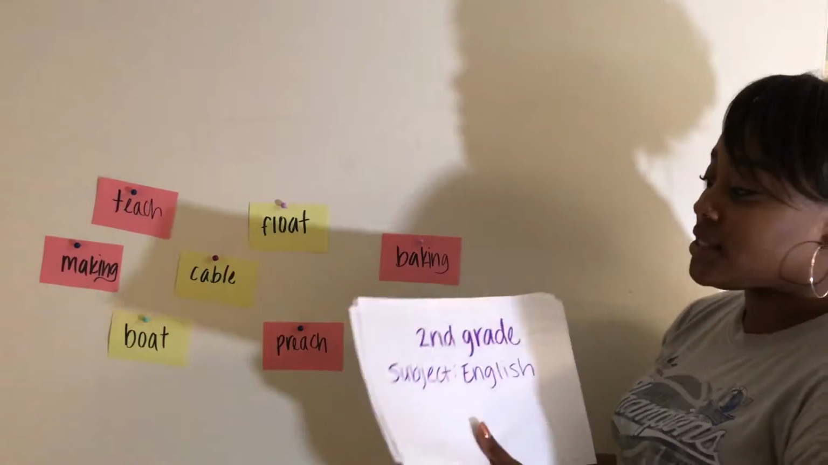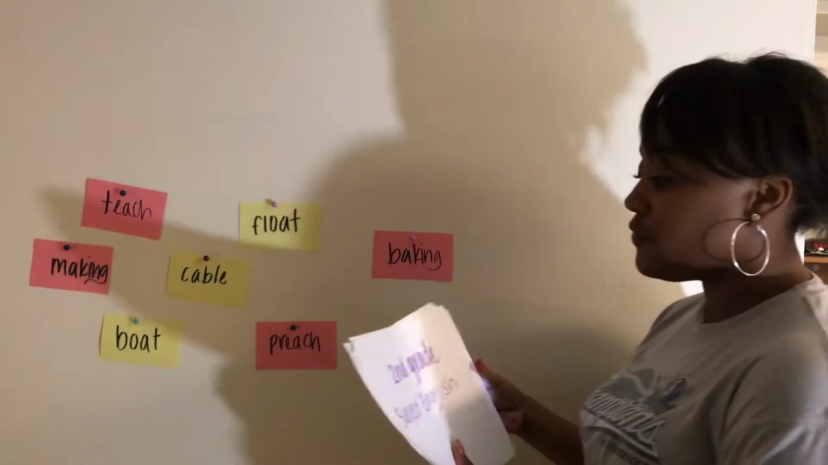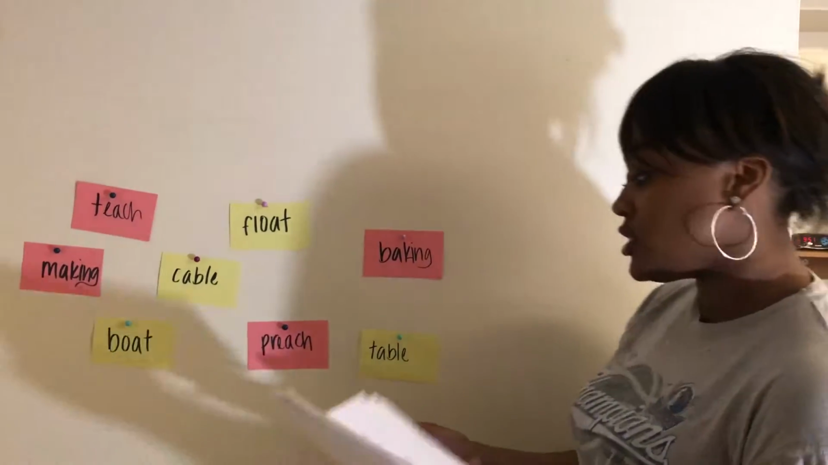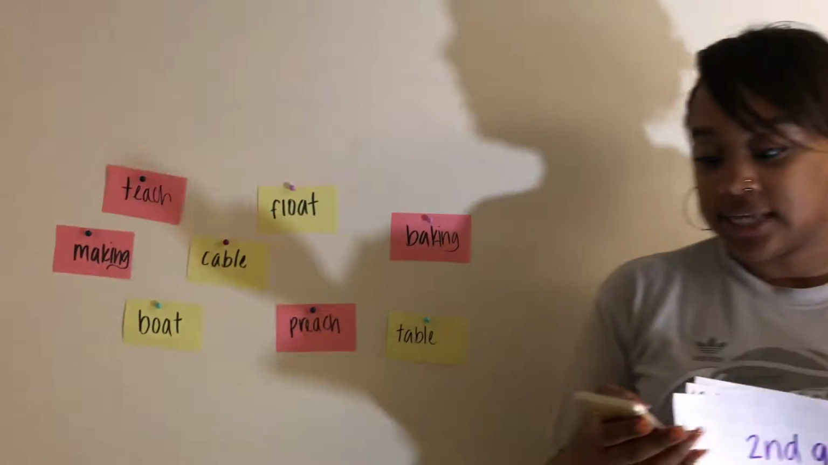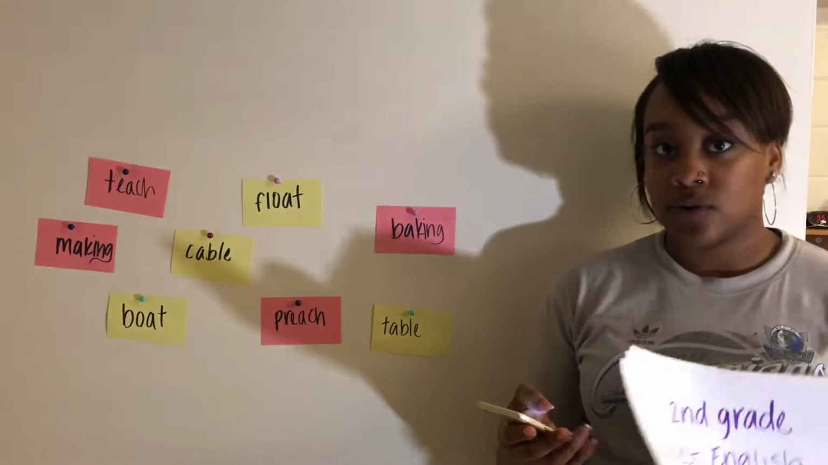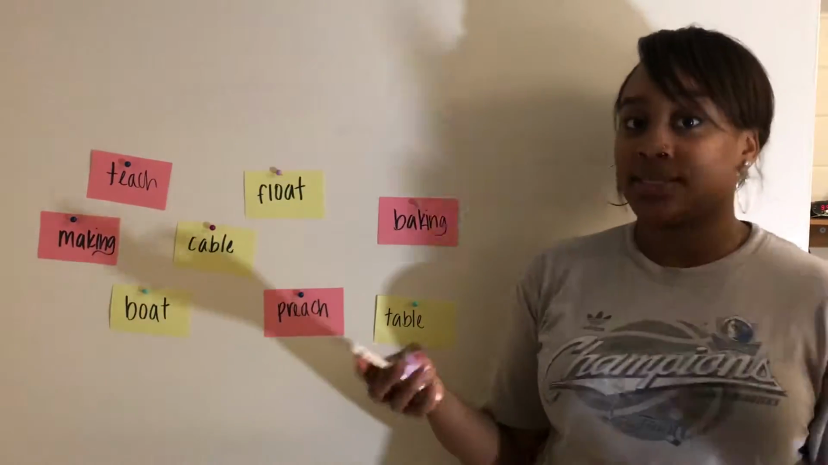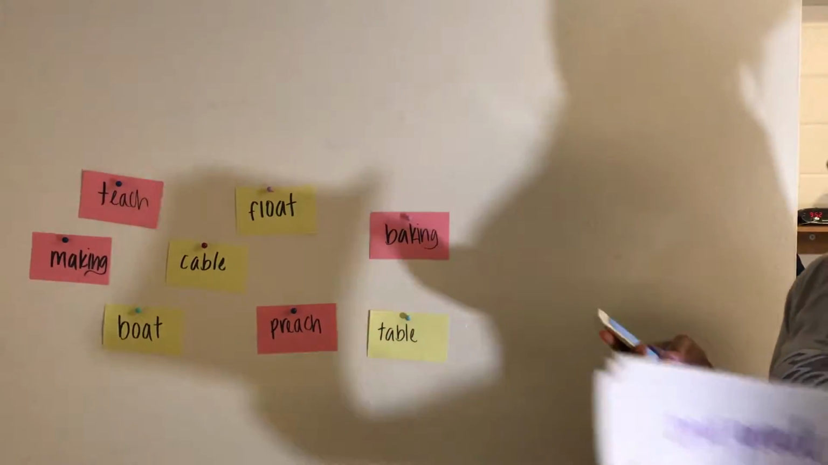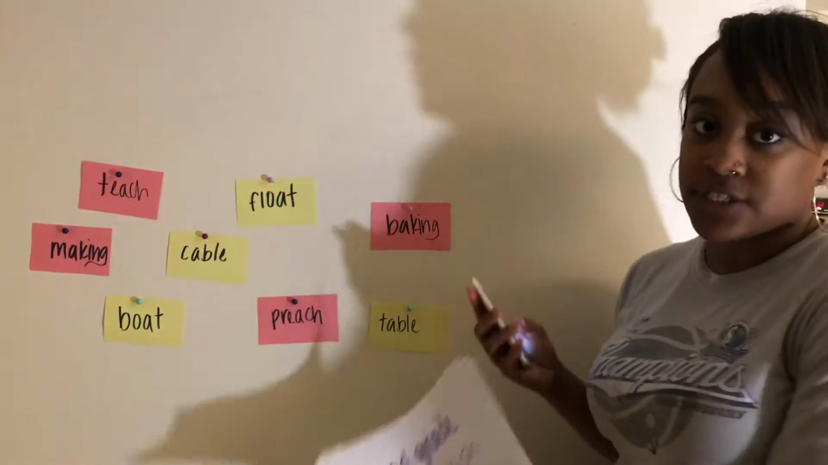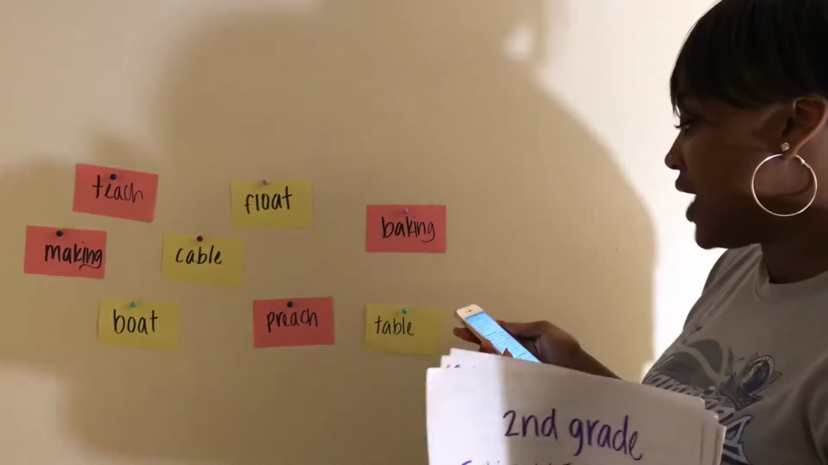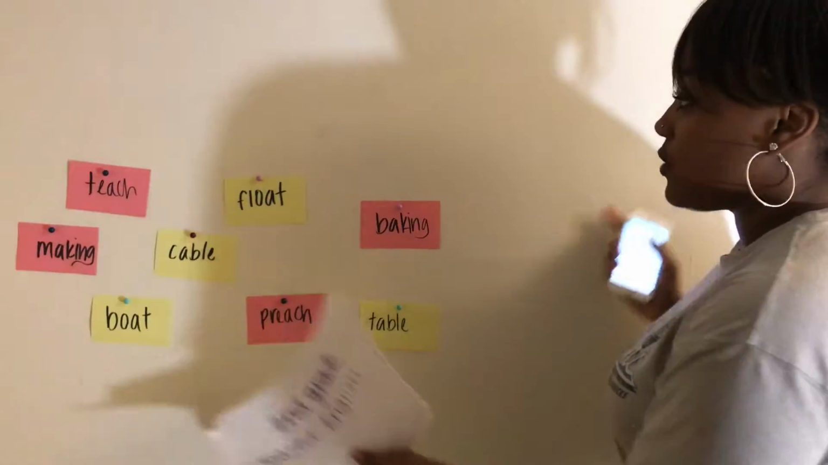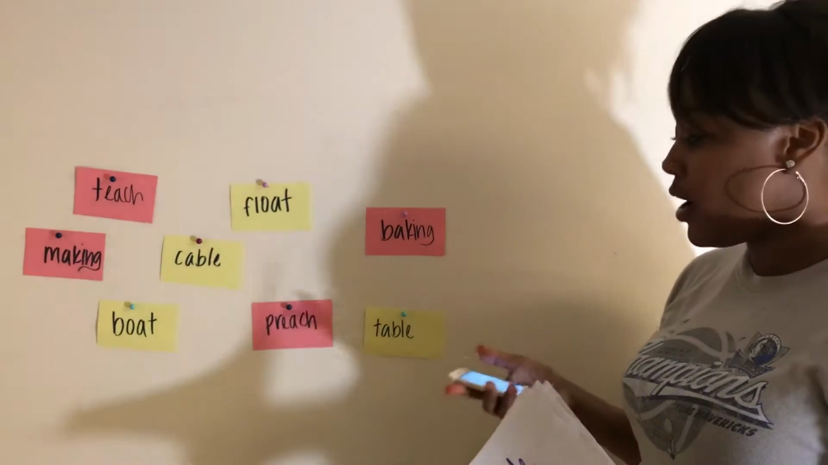Hello, my name is Alexia, and the grade level I chose was second grade, and my subject is English. My idea is the sight word slap game, or the sight word rhyming slap game. I have some sight words for second graders, and I'll write the sight words on the board. But since I don't have a board, I just wrote them on note cards.